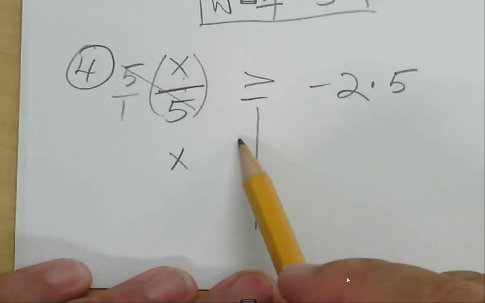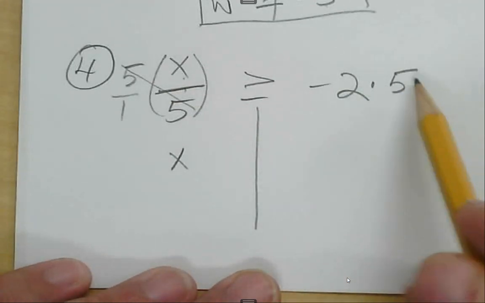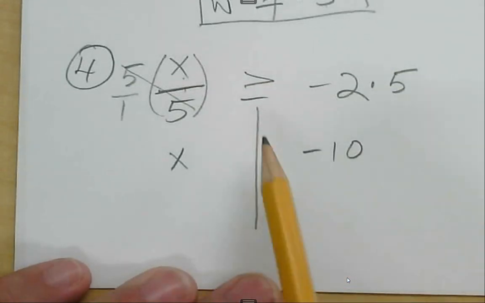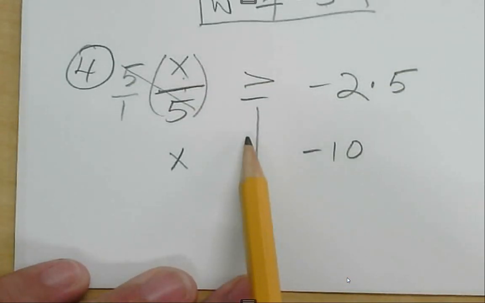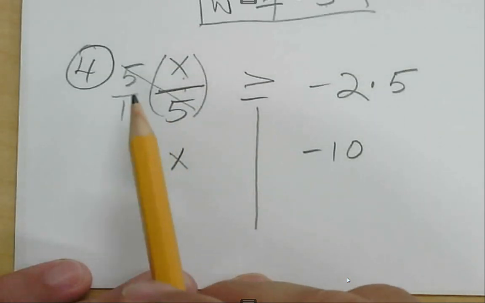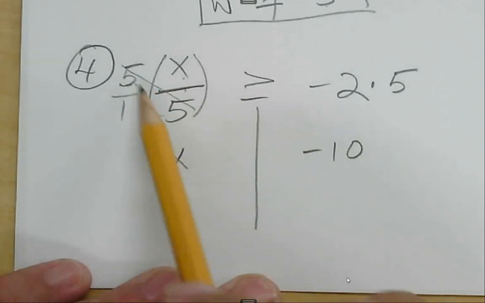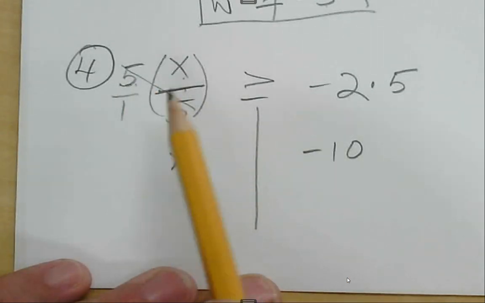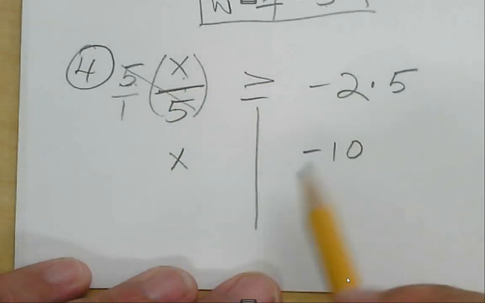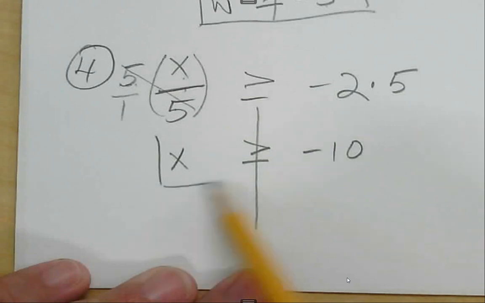And now, do I put greater than or equal to? Let's finish this part. Negative 2 times 5 is negative 10. Now we have to ask ourselves, what goes right here? Well, I've got a negative answer, but again, that doesn't make any difference. Notice what I multiplied by. I multiplied times a positive 5. And so because I multiplied by a positive, not a negative, I do not have to reverse my sign. So it's going to be x is greater than or equal to negative 10.